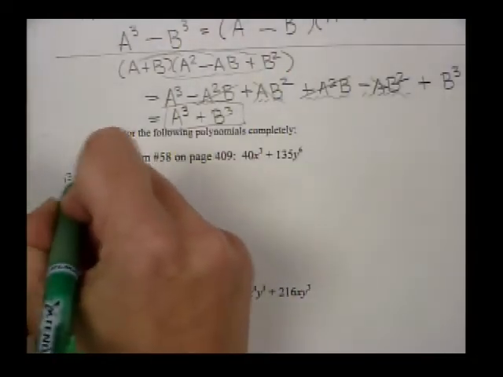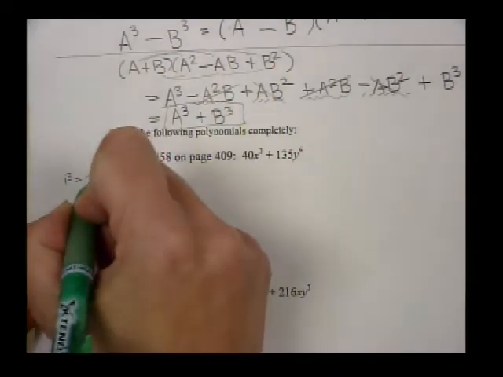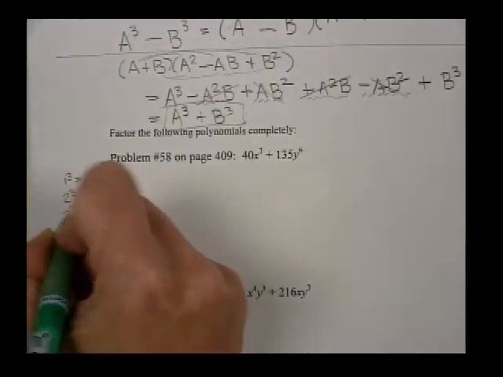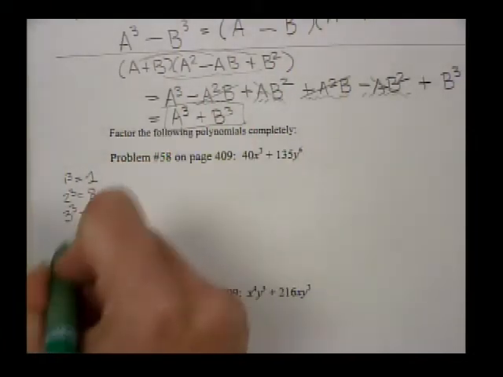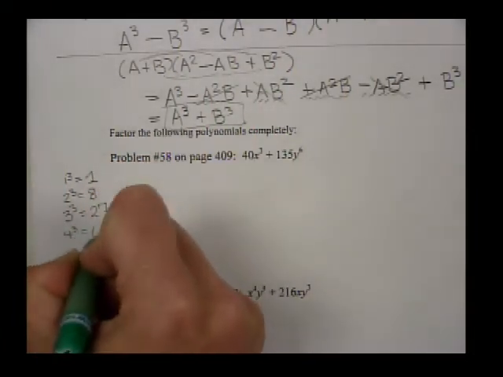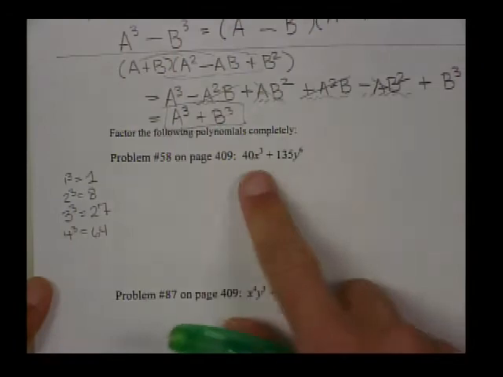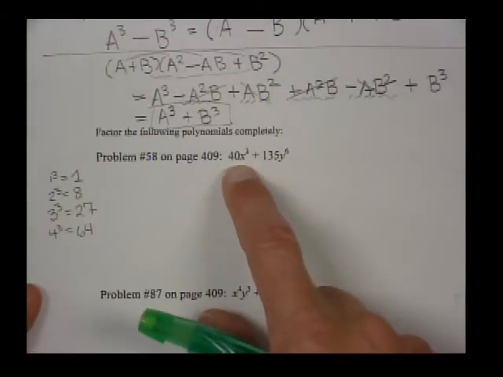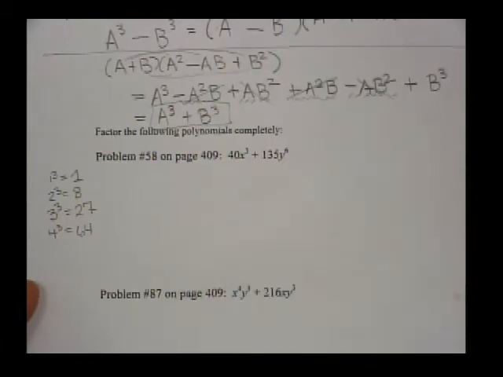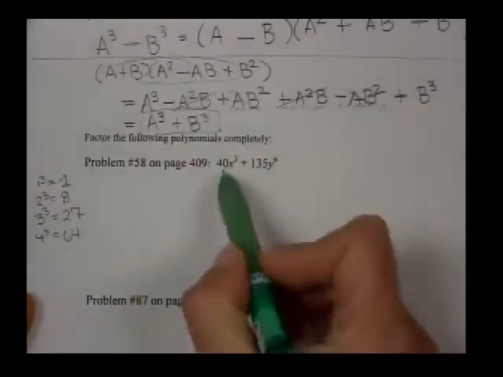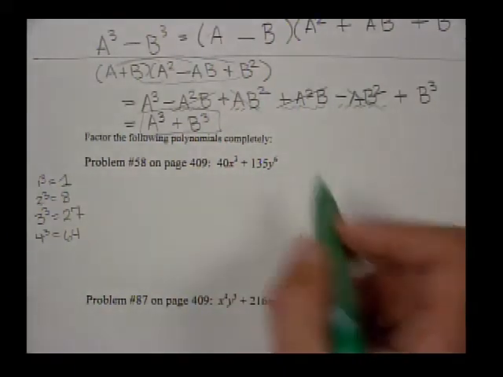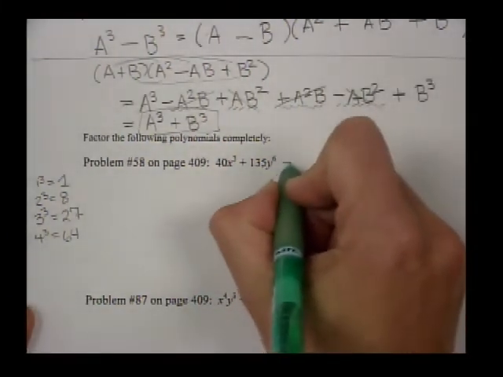If you start looking at cubing numbers, 1 cubed is just 1. 2 cubed is 8, 3 cubed is 27, and 4 cubed is 64. So we skipped over 40, so that's not a cube. So then we ask, is there something I can factor out first? Well, this ends in a 0 and that one ends in a 5, so they have a 5 in common, so we should factor that out first.